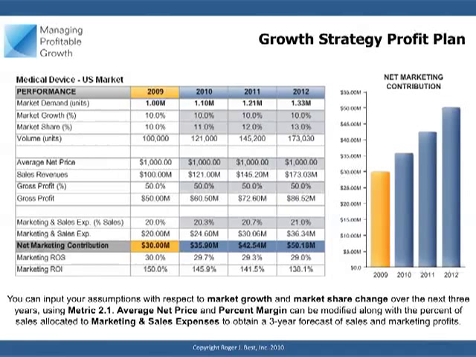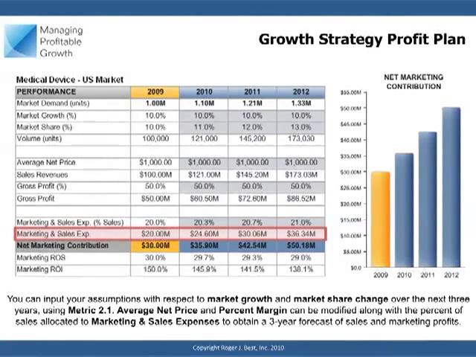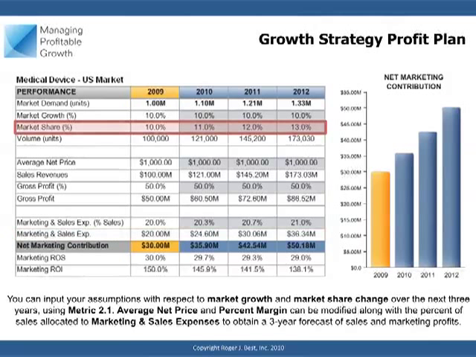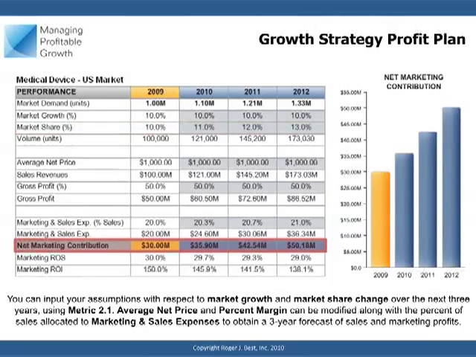Metric 2.1 allows us to input market growth and share growth assumptions along with expected changes in prices and percent margins. Any adjustment to marketing and sales expenses as a percent of sales must also be factored in. In our example, the marketing and sales budget will increase drastically to keep pace with market growth and a goal to grow market share from 10% to 13% in 3 years. If achieved, the net marketing contribution is expected to increase from $20 million to $50 million.